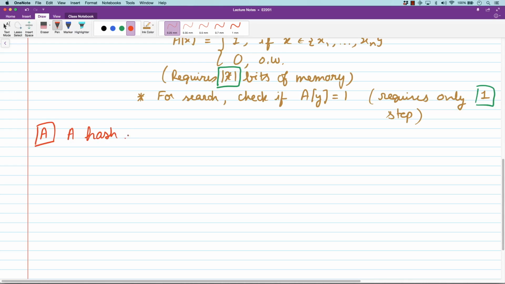Hash based scheme for compression of databases.